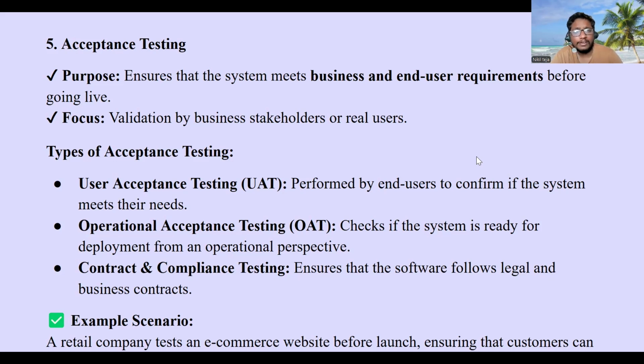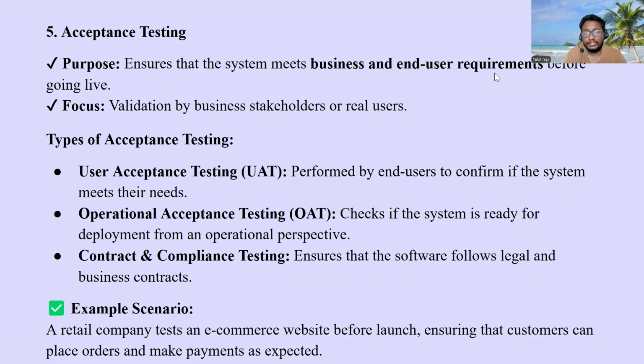So, types of acceptance testing. UAT testing, we have learned about it, performed by end users to confirm if the system meets their needs. Next is operational acceptance testing, OAT. It checks if the system is ready for deployment from an operational perspective. Operational perspective is nothing but functional perspective. Next is contracts and compliance testing. It ensures that the software follows legal and business contracts. As simple as that. Whether it is following the regulatory bodies' rules or not. Yeah, these are some of the types of testing.